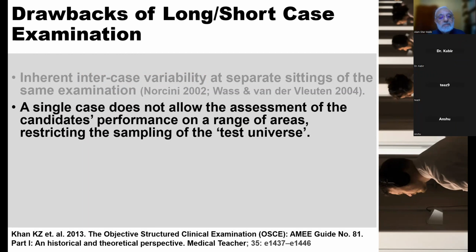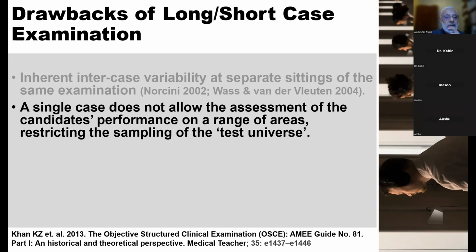The second point: a single case does not allow the assessment of candidate performance on a range of areas, restricting the sampling of the test universe. We know that we cannot have many long cases for logistic reasons. So we cannot say that if a student has done well on one case, they would do well in other cases as well. Kindly mute yourself, right?